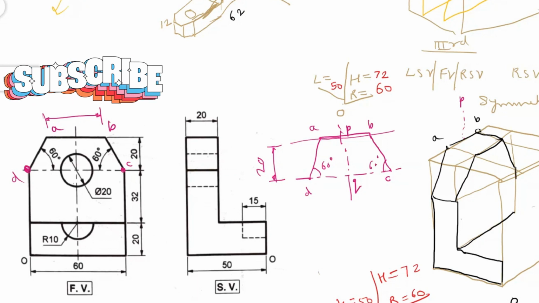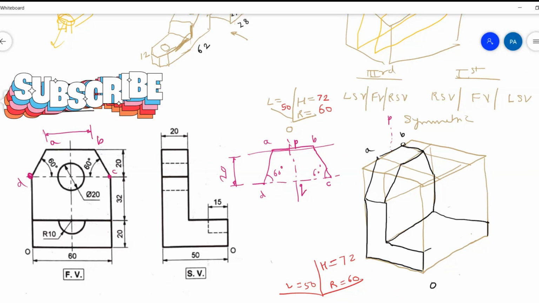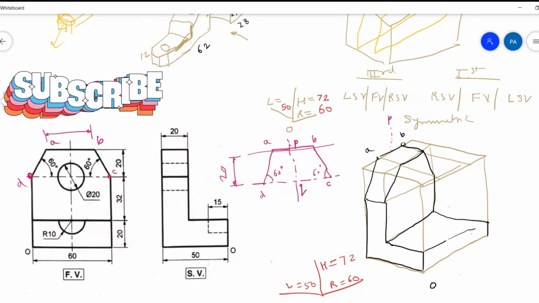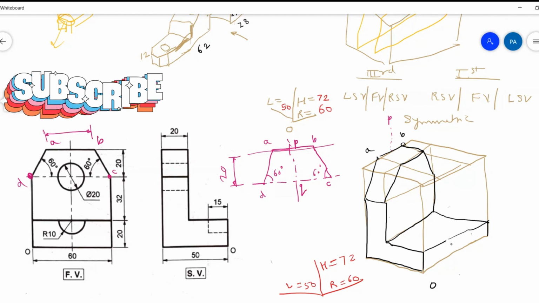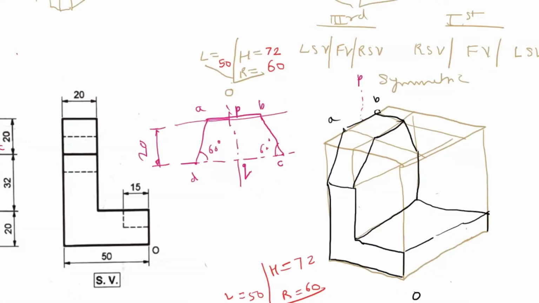And from here you will draw a vertical line downward, and then from here like this, and here like this. Okay, then you have to draw a semicircle here. You know the procedure to draw a semicircle. Instead, how much is it? R10. R10 means total it should be 20 only.